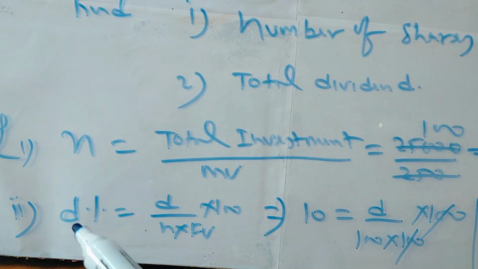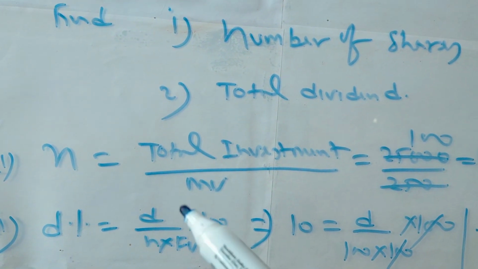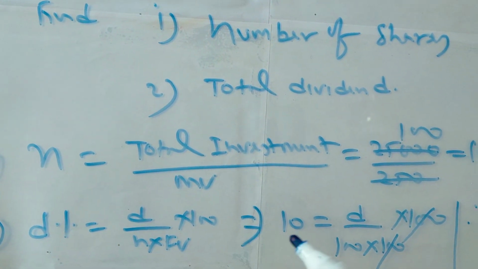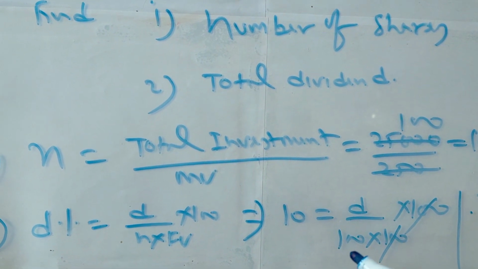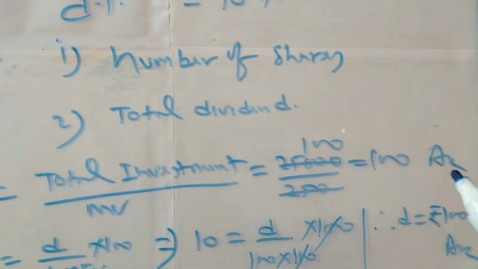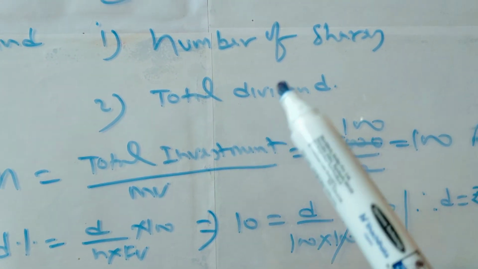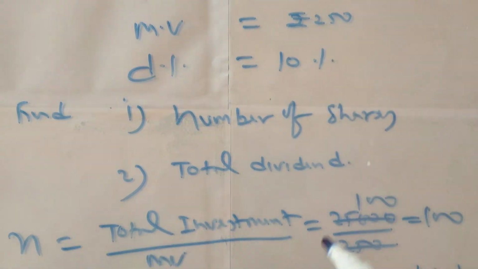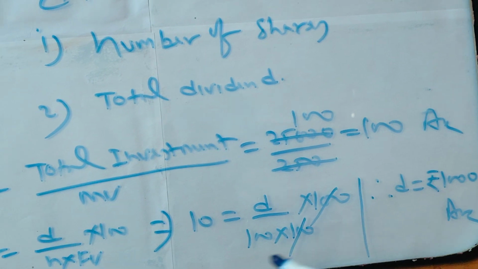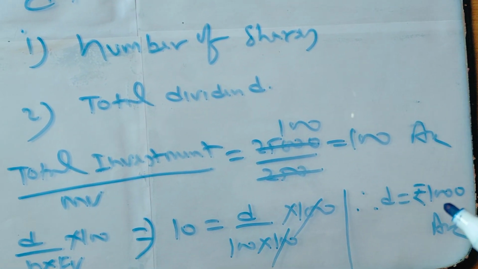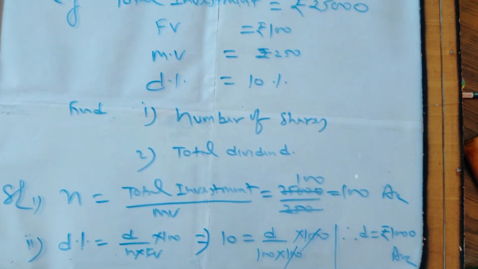Now in the second part, we have to find the dividend. A direct formula is not available, so dividend percent is equal to dividend upon n into fv into 100. I substituted the value of dividend percent, which is 10. Dividend we have to calculate, and the number of shares we have just calculated is 100, so I substituted that. Face value is already given in this question, it is 100 only. This 100 cancels out with that 100, and by cross multiplication we get dividend is equal to 1000. So this is the general question I solved for you. Try to get the idea from this question.